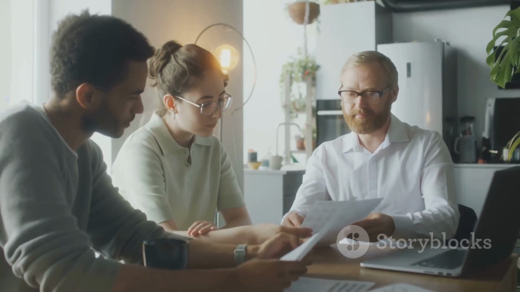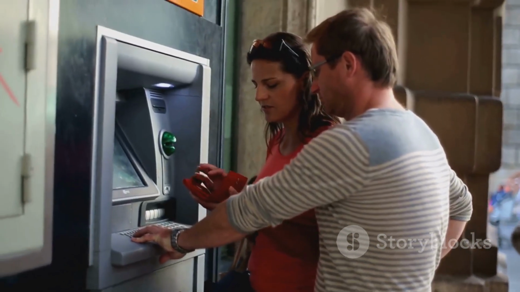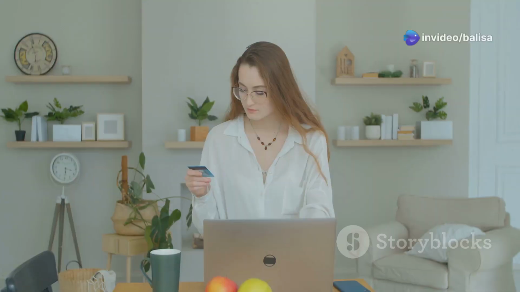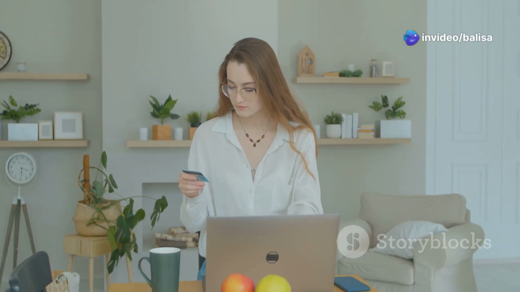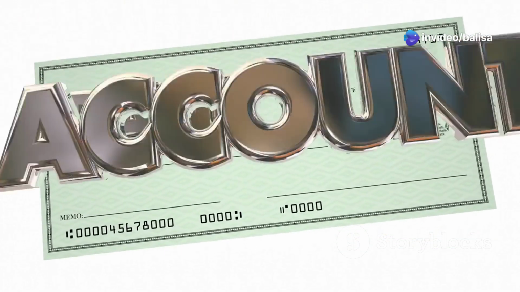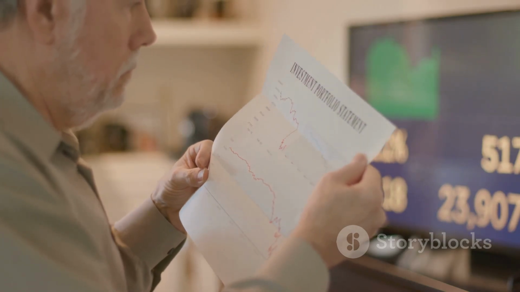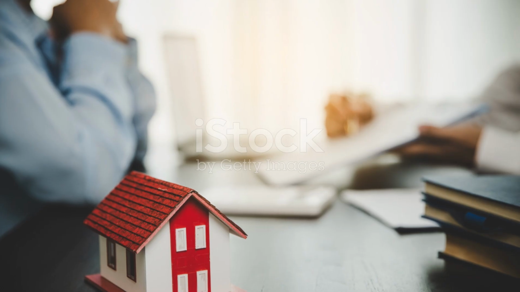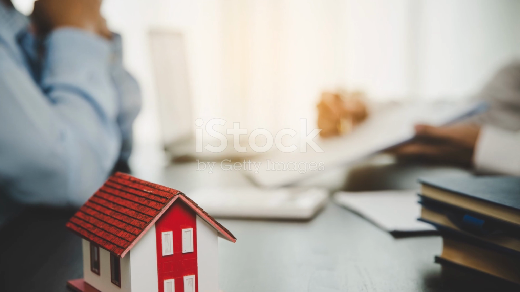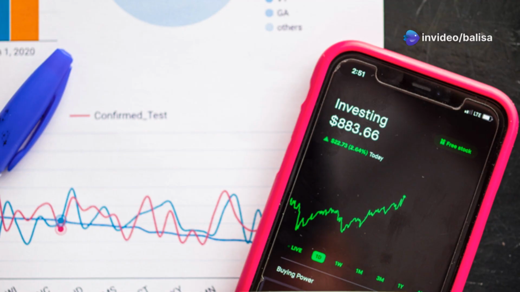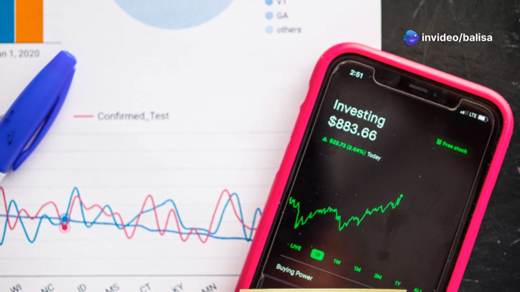Let's look at some examples, shall we? Liquid assets are your financial first responders. They are easily accessible when you need them. Think cash, savings accounts, and money market accounts. Then there are investments, the workhorses of your asset portfolio. These are your stocks, bonds, mutual funds, and real estate holdings. They have the potential to grow your wealth over time.